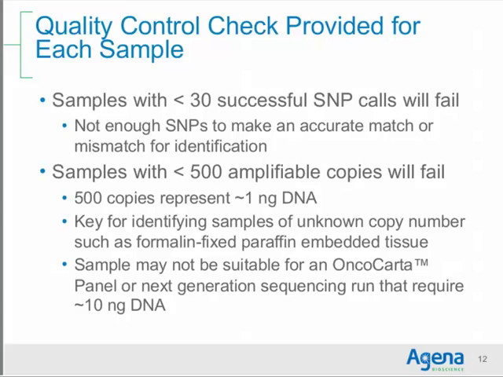And samples that have less than 500 amplifiable DNA template copies will fail. Now, we recommend putting in 10 to 20 nanograms per reaction. 500 copies represents around about 1 nanogram of intact DNA. So we can use this absolute copy number to determine the number of intact DNA template molecules in these challenging clinical samples, formalin fixed, paraffin embedded samples, and to determine whether the sample is suitable for robust short amplicon technologies such as the MassARRAY and panels like OncoCarta, or whether there are higher copy numbers with longer intact template that is required for technologies such as next generation sequencing.